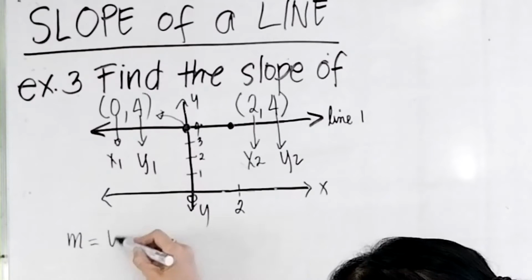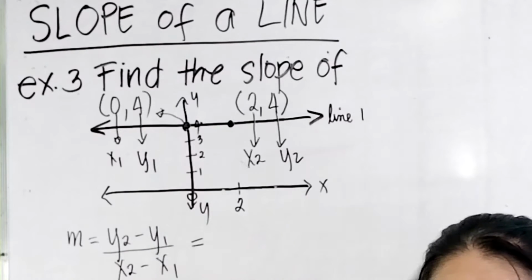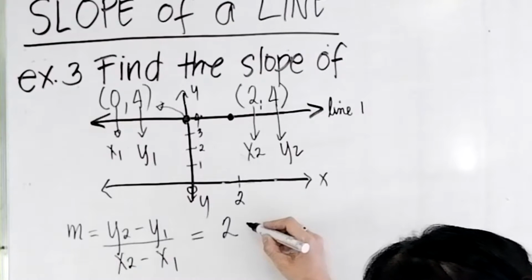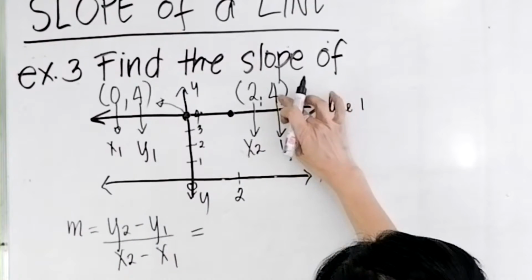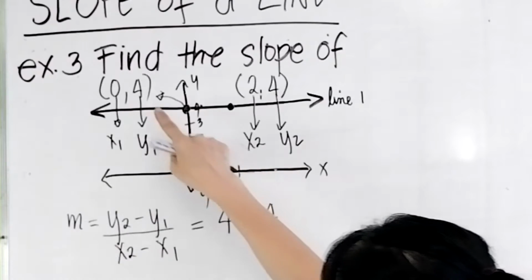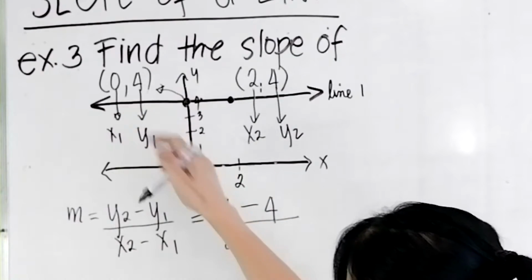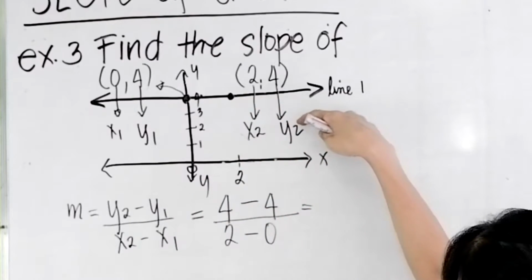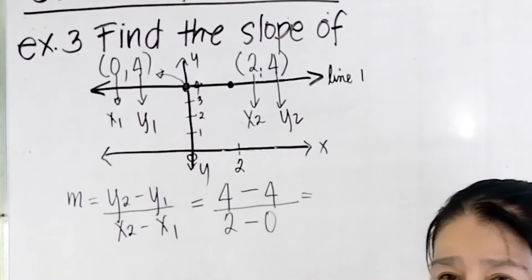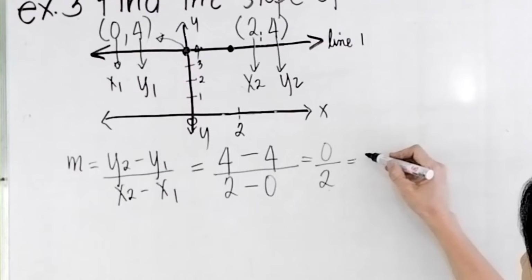So we solve for the slope using the formula y sub 2 minus y sub 1 over x sub 2 minus x sub 1. Let's plug in the values. By the way, y sub 2 is 4, minus y sub 1 is 4, all over x sub 2 is 2 minus x sub 1 is 0. Repeat, y sub 2 minus y sub 1 all over x sub 2 minus x sub 1. So 4 minus 4 is 0 over 2. 0 divided by 2 is 0.